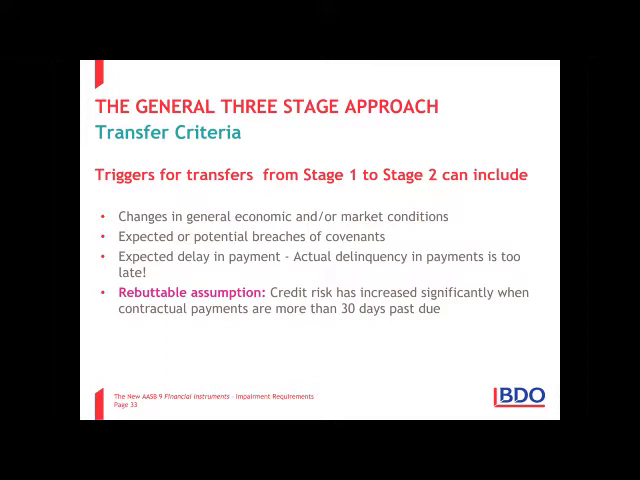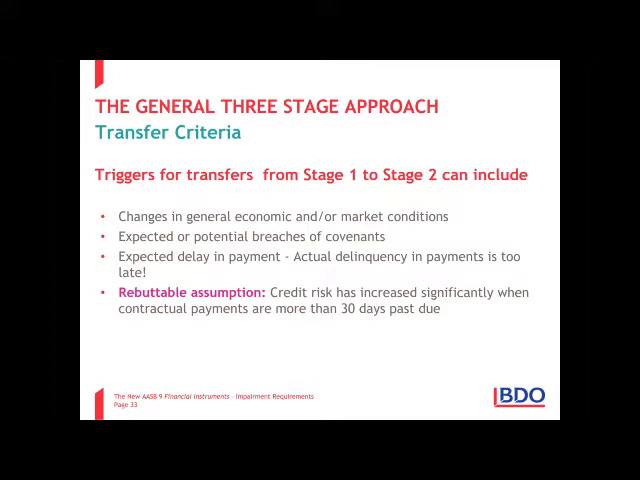Now you can see a big issue is the transfer criteria, and every entity will have to apply judgment and consider the nature of their business to come up with triggers for transfers from stage 1 to stage 2 and also from stage 2 to stage 3. The standard gives a lot of examples and guidance on things to consider. Some of the things that could trigger a transfer from stage 1 to stage 2 could be changes in the general economic or market conditions, expected or potential breaches of covenants, or expected delay in payment.